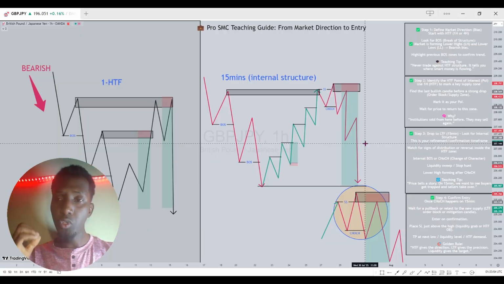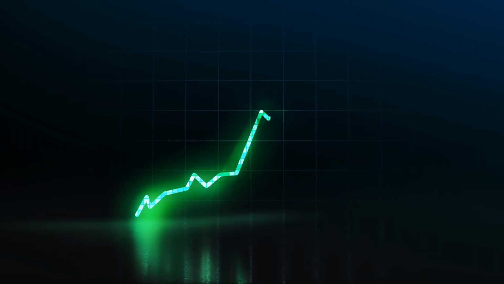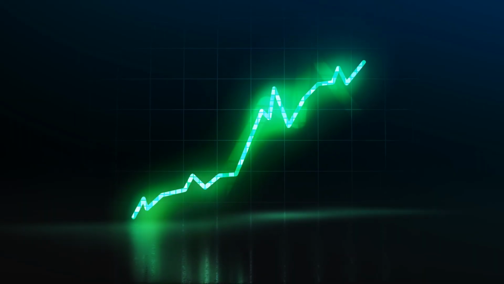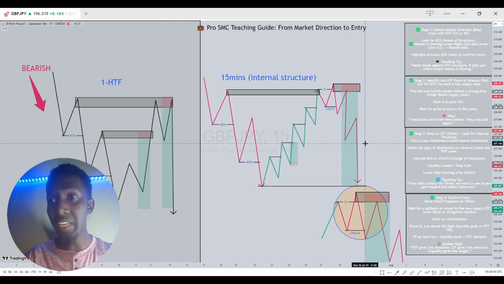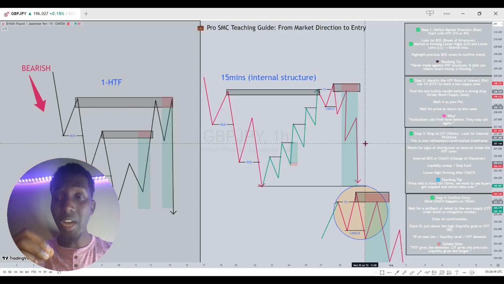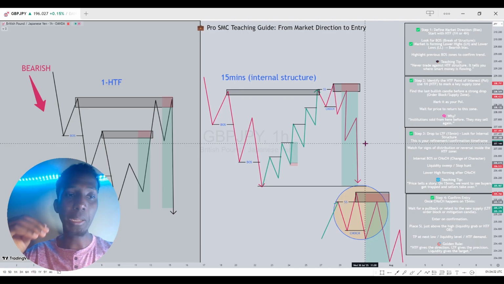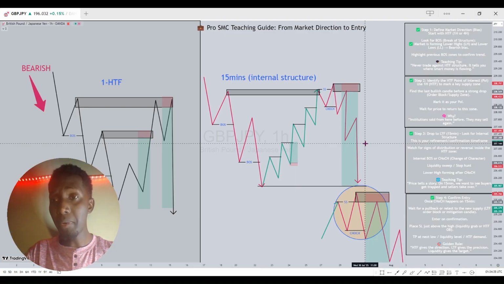Let's continue. Today I will talk about 4 steps. Step number 1, I will talk about how to define the market direction, which is the market structure, whether the price is bearish or bullish. Step number 2, how to identify the higher time frame point of interest, or POI. Step number 3, how to drop to lower time frame, which is 15 minutes, and look for internal structure. And step number 4, last but not least, confirmation entry in 15 minutes.